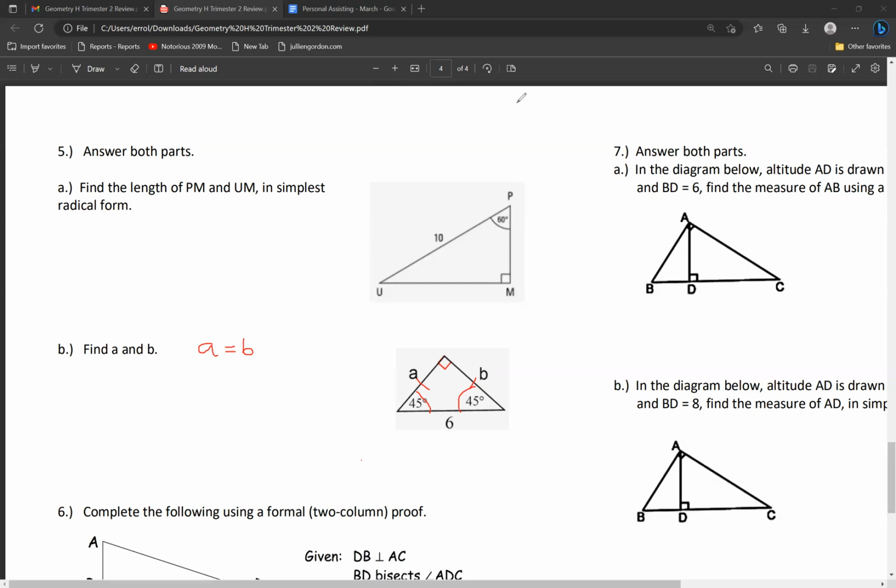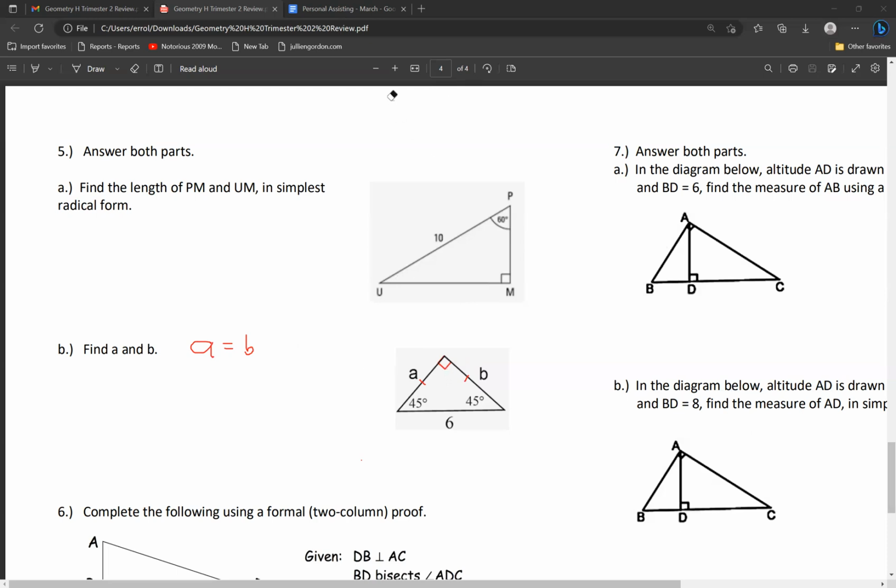That's given, right? So if it's the same angle there, then what kind of triangle is it? 45, 45, 90. Yeah, that's true, but I mean in terms of isosceles, scalene, obtuse, acute, what kind of triangle? Isosceles. So what do we know about isosceles? This side equals this side. So we automatically know A equals B. Now the question is, what is A and B?